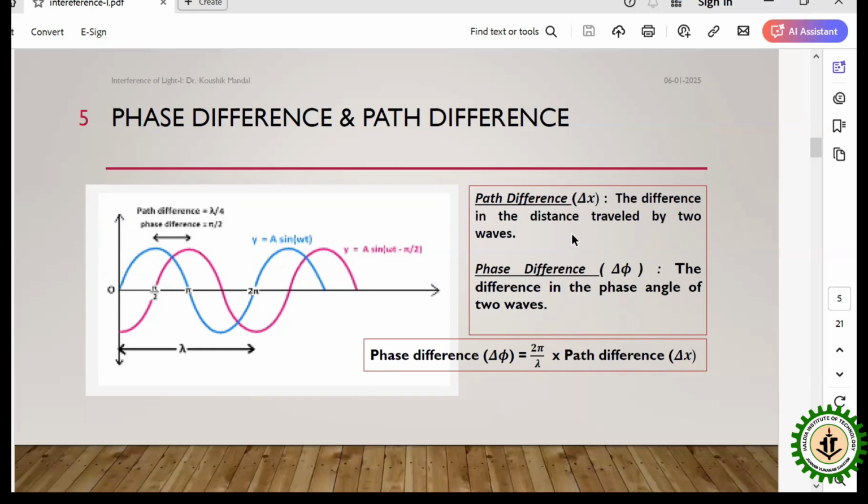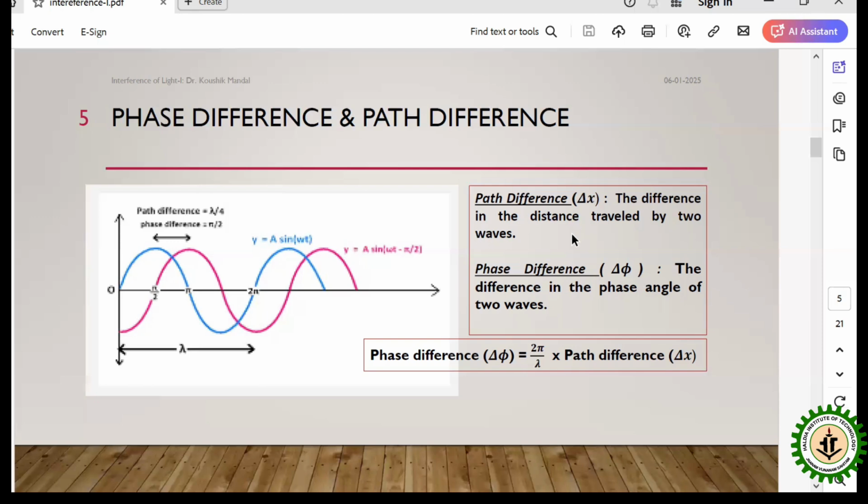The difference in space between two waves is known as the path difference, and the difference in angle is the phase angle difference. What is phase angle? If you look at the wave equation for the blue one, y equals A sin omega t, it has no additional phase. But the red one has an additional phase of minus pi by 2 or pi by 2. So this phase difference between two waves is nothing but the difference of the phase angle, and it is pi by 2, and the path difference between the two waves is lambda by 4.